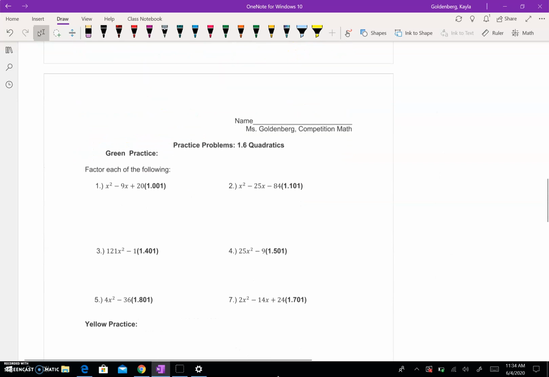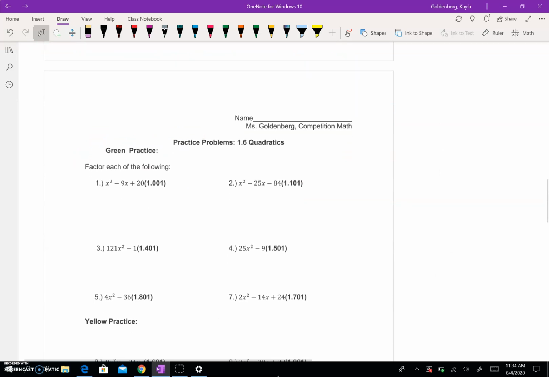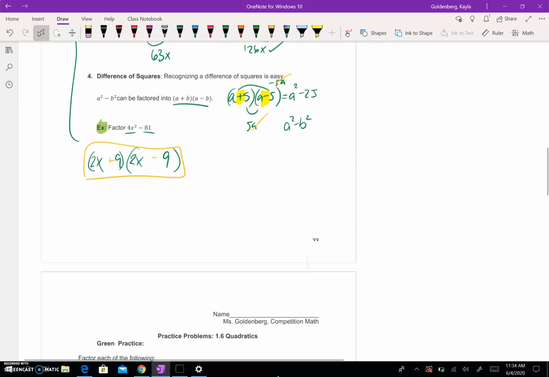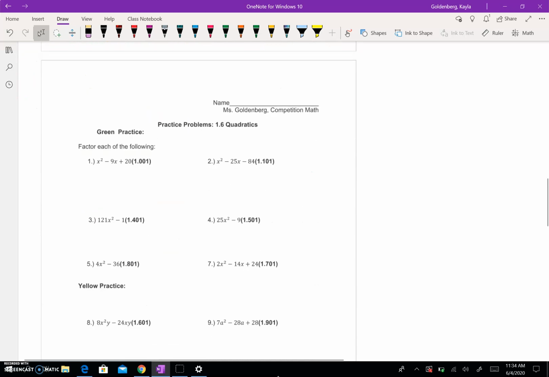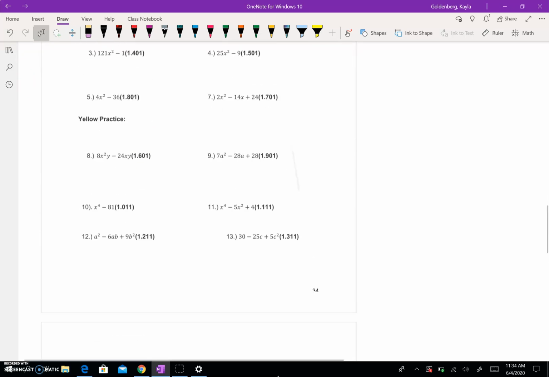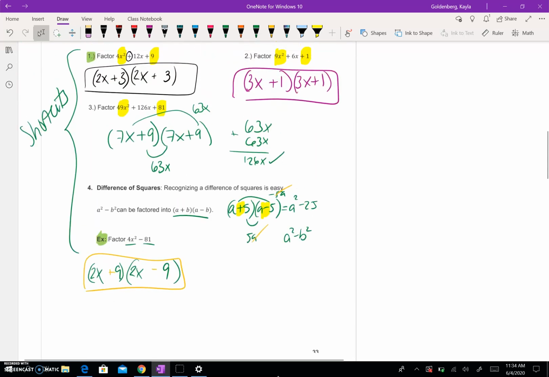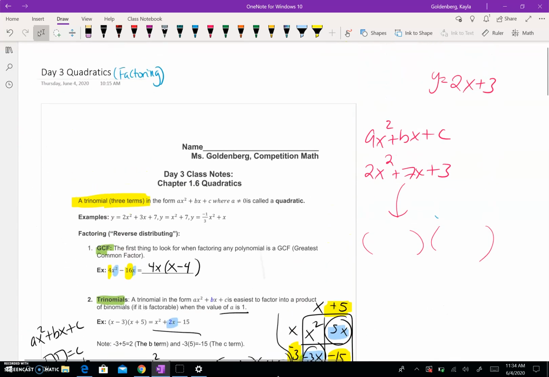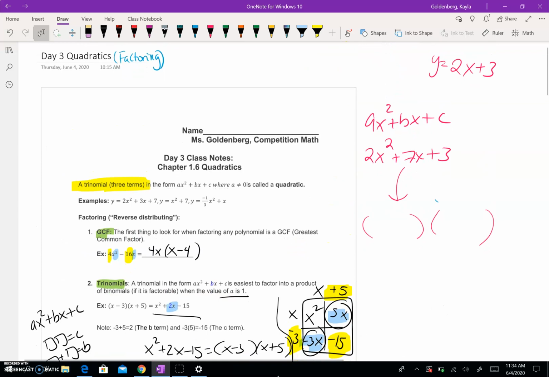There are some practice problems on the next page. Those are ones that you're going to want to wait until tomorrow's notes to try out, because we're going to do those in groups tomorrow. And depending on where you're at, we're going to have some green, some yellow, some red, and I've also got some problems that are even further beyond that, just in case you're feeling really good about factoring.